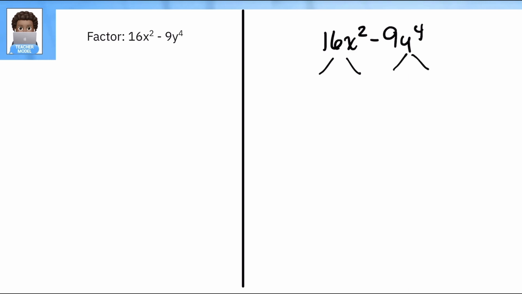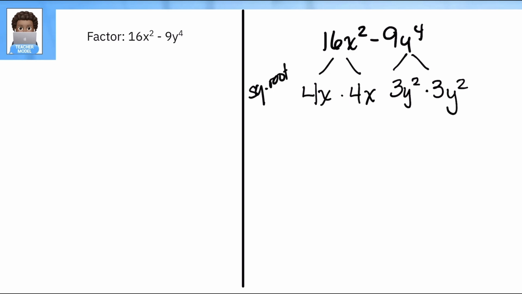And so for the first one, 16x squared, I have 4x and 4x. That way I know I'd get 16 and x squared. And again, I'm looking for square roots, not just any factors. This isn't just a regular factor tree. And I'll do the same thing with 9y to the fourth. So 3y to the second and 3y to the second. So here we go. I have my square roots.